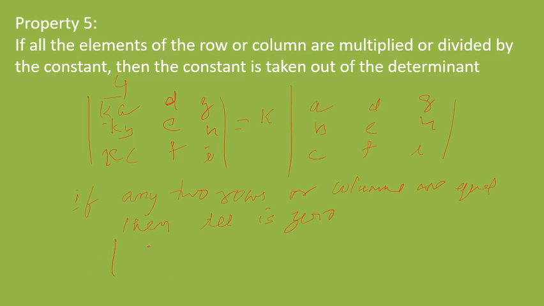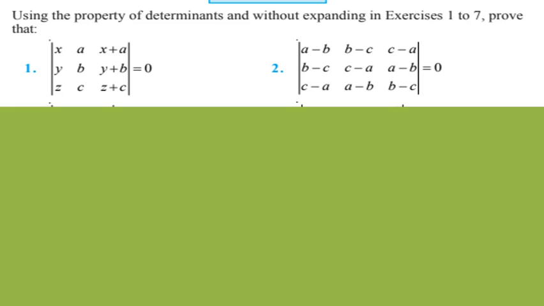Suppose I have in the determinant 1, 2, 3, 5, 6, 7, and 1, 2, 3. Here we can say the column 1 and the column 3 are identical. So the determinant you need not find, that is 0. This is a very important property. Now I have some questions here.